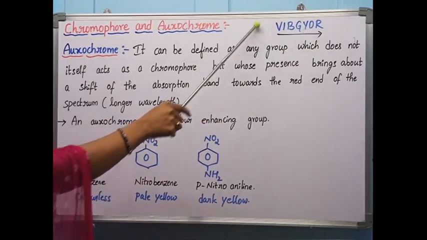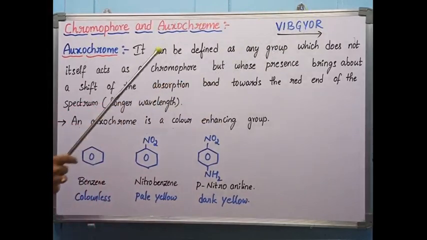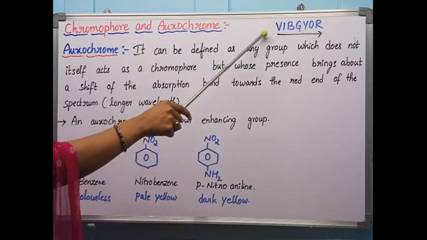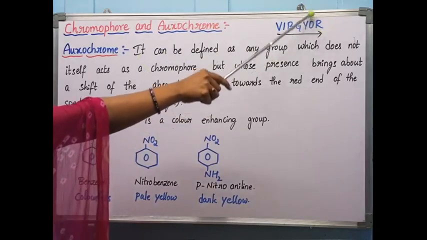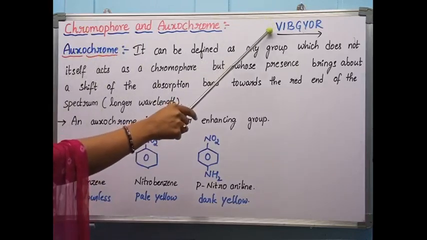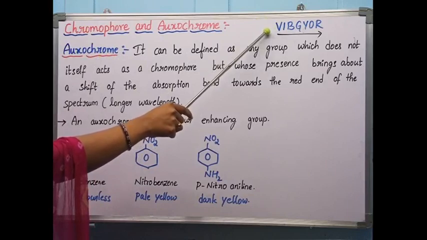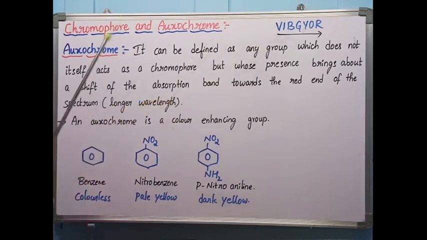So we can observe the visible region VIBGYOR. Among them, red color has the longest wavelength. So when we introduce an auxochrome, this absorption maximum shifts towards the longer wavelength, towards the red end of the spectrum. So because of the auxochrome, not only the color, the lambda max value, absorption value, and absorption coefficient value also increase.